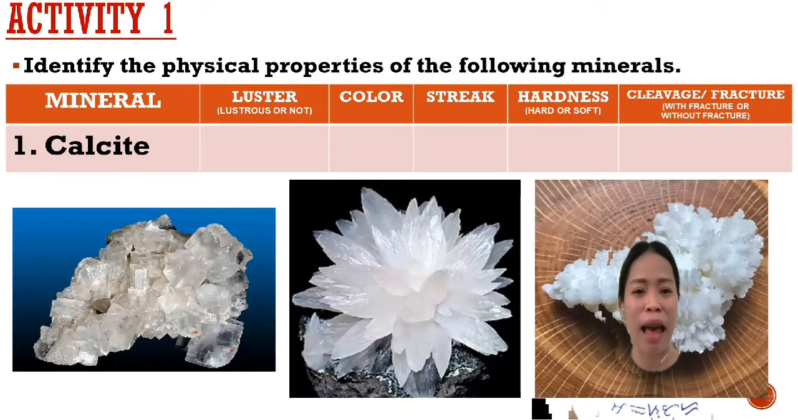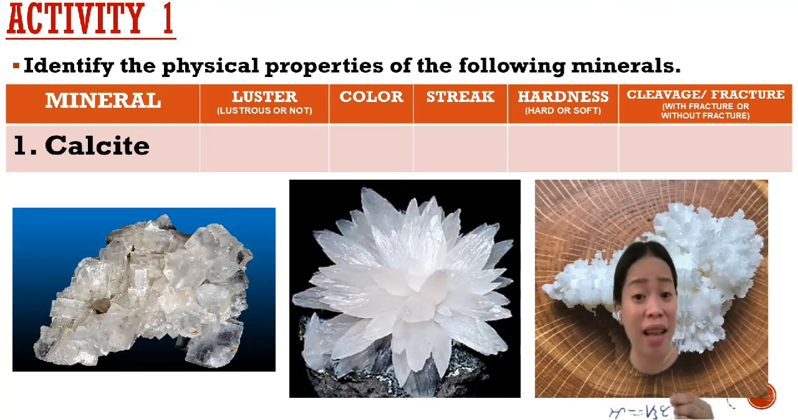This time, we are going to have activity number 1. You are going to identify the physical properties of the following minerals. Let's start with calcite. Is it lustrous or not? Yes, that's good. Calcite is lustrous.